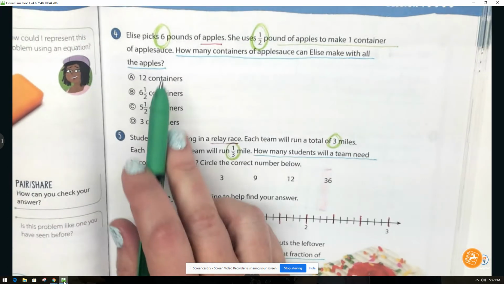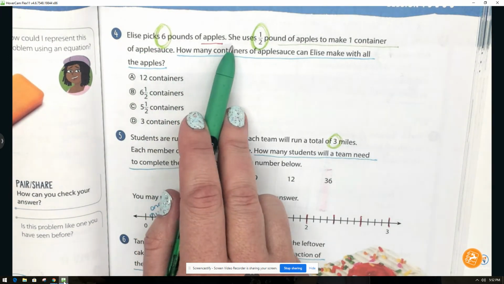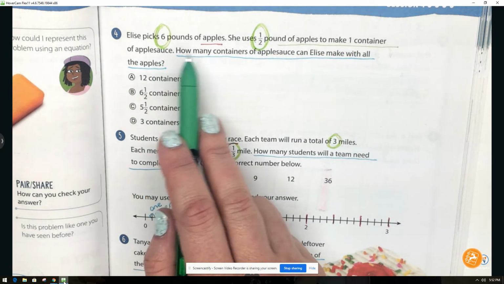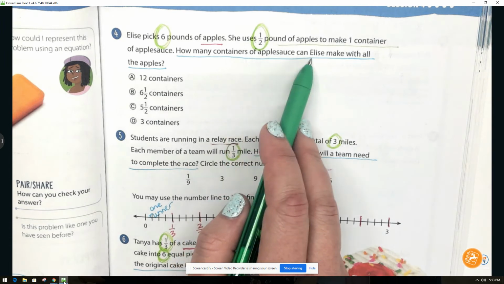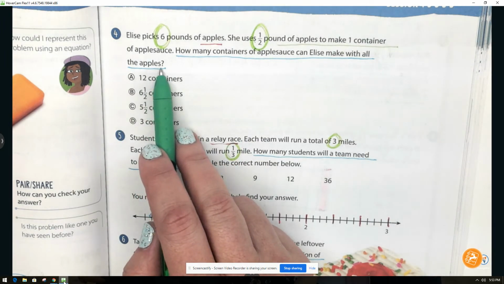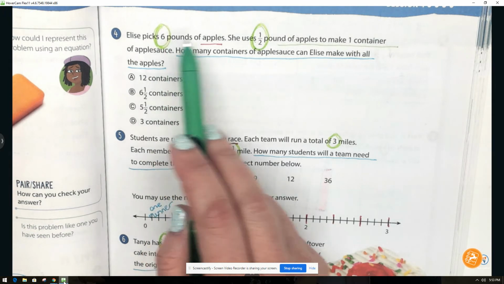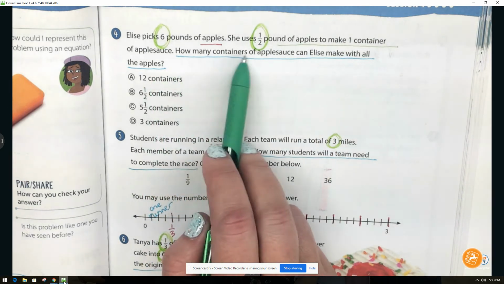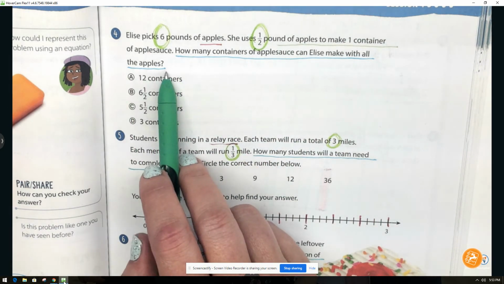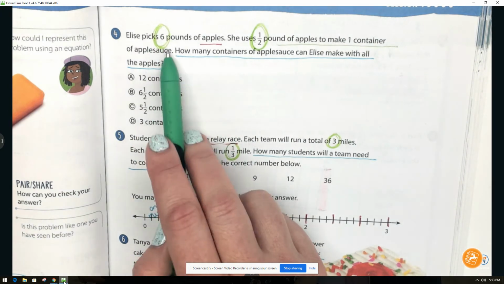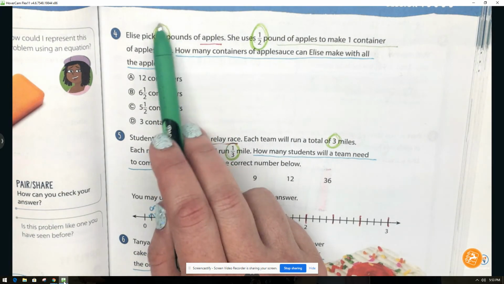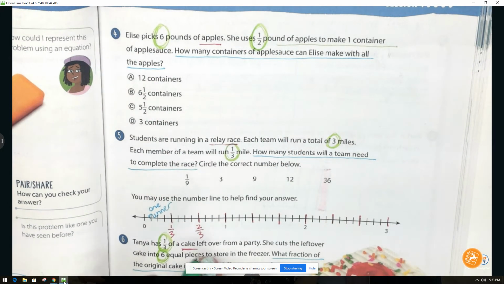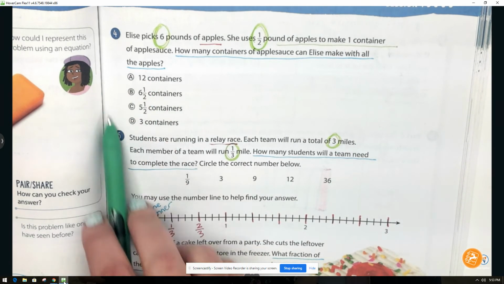Number 4 says this: Elise picks 6 pounds of apples. She uses a half a pound of apples to make 1 container of applesauce. How many containers of applesauce can Elise make with all the apples? So she has 6 pounds of apples. She uses a half a pound to make 1 container. How many containers can she make with all the apples? So you're going to take your 6 pounds of apples and find out how many 1/2 sections fit into 6 pounds of apples. And then that is your correct answer.